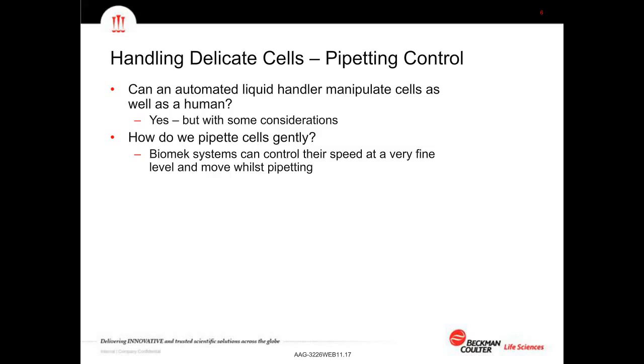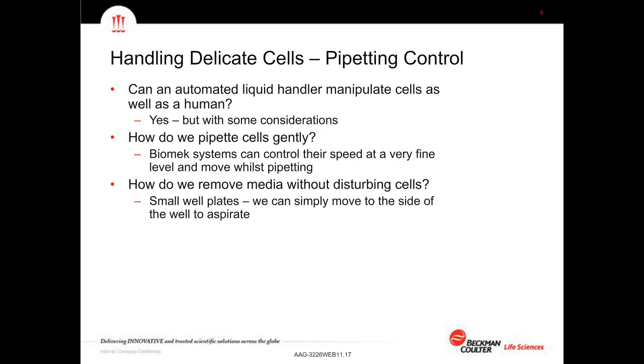How do we pipette cells gently? Well, Biomek systems can control their speed at a very fine level and also move whilst pipetting. And this is really key. You can imagine if you just were to go to the center of a well and very rapidly dispense media into it, you're probably going to create some kind of dead patch of cells in the middle, or at least blast those to the edge of the wells. What we would tend to do is move the pipetter around whilst pipetting that media much more slowly so that we're not impacting on that adherent layer of cells on the base of the plate.